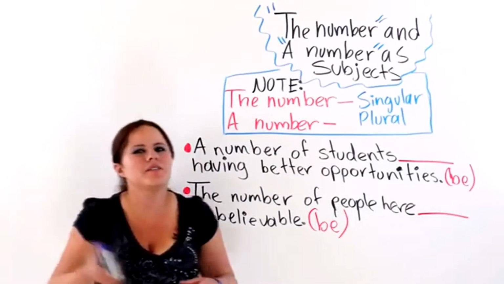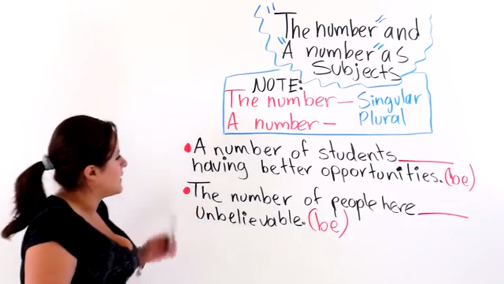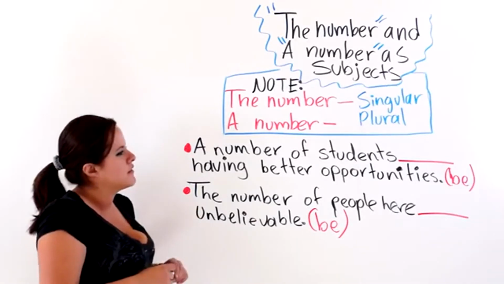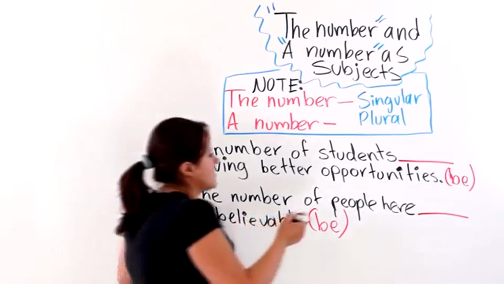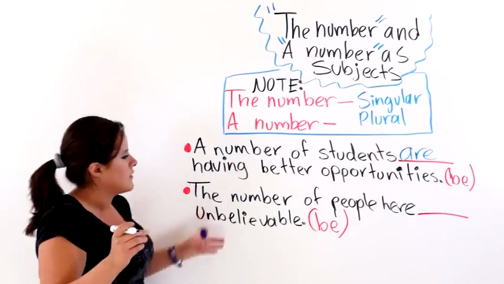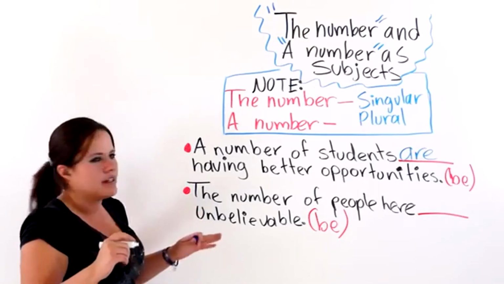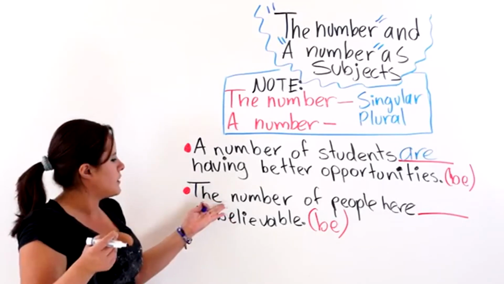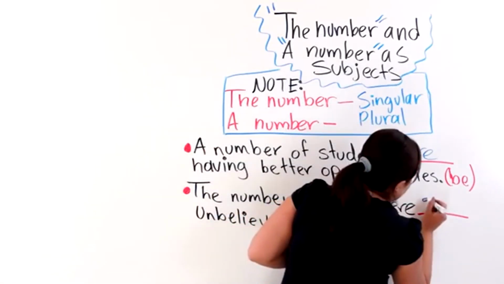Now you are going to help me fill in the blanks with the correct form of the verb be. The first one says, a number of students blank having better opportunities. A number, then you look at the note, plural. Okay, so we need a plural verb. The plural form of the verb be is are. Having better opportunities. The second one says, the number of people here, blank, unbelievable. Be, okay? What is a singular form of be? Because we need the singular verb due to the fact that we are using the number, singular, a number, plural, okay? Is, right?